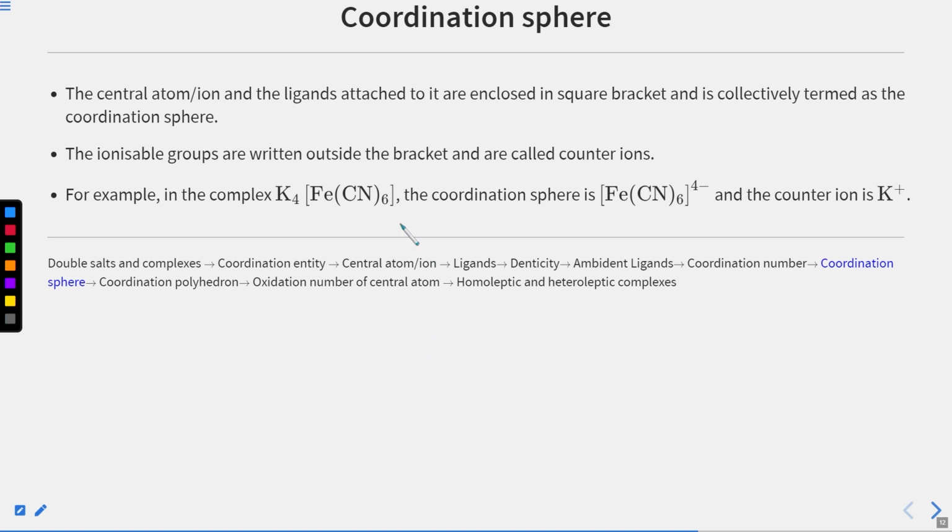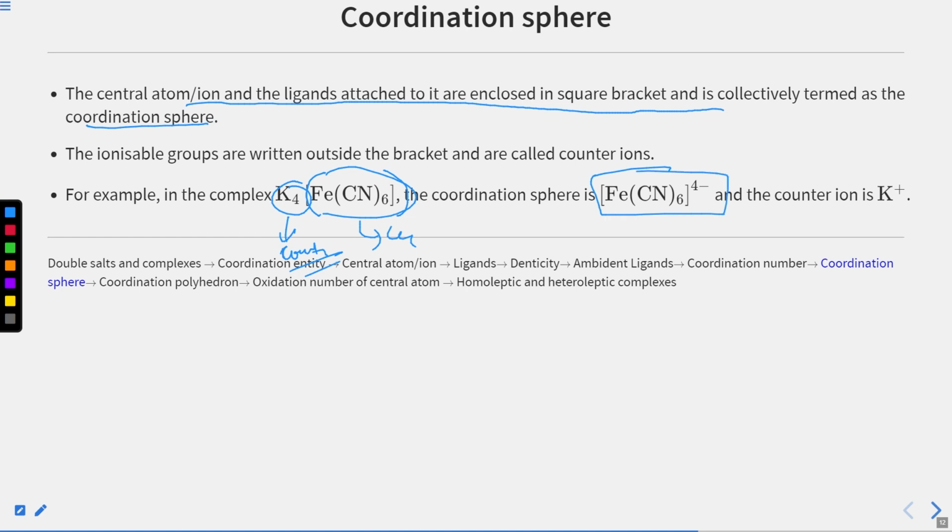Next, coordination sphere. The central metal atom or ion and the ligands attached to it, enclosed in a bracket, are collectively known as the coordination sphere. So this entity that is present inside the bracket is termed the coordination sphere. And the ionizable groups that are present outside are called the counter ions. So for example, in this compound, the coordination sphere is this, and the counter ion is K+.